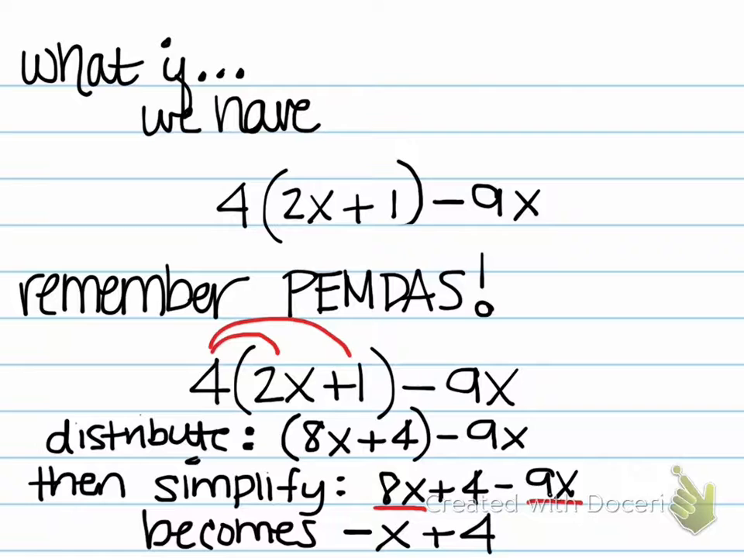So remember PEMDAS, let's go through the steps. Distribute first. Distribute that 4. 4 times 2 is 8, and 4 times 1 is 4. That's where this step comes from. Distribute. Now simplify. 8x plus 4 minus 9x. Combine those like terms. 8 minus 9 is negative x. So my final answer is negative x plus 4.